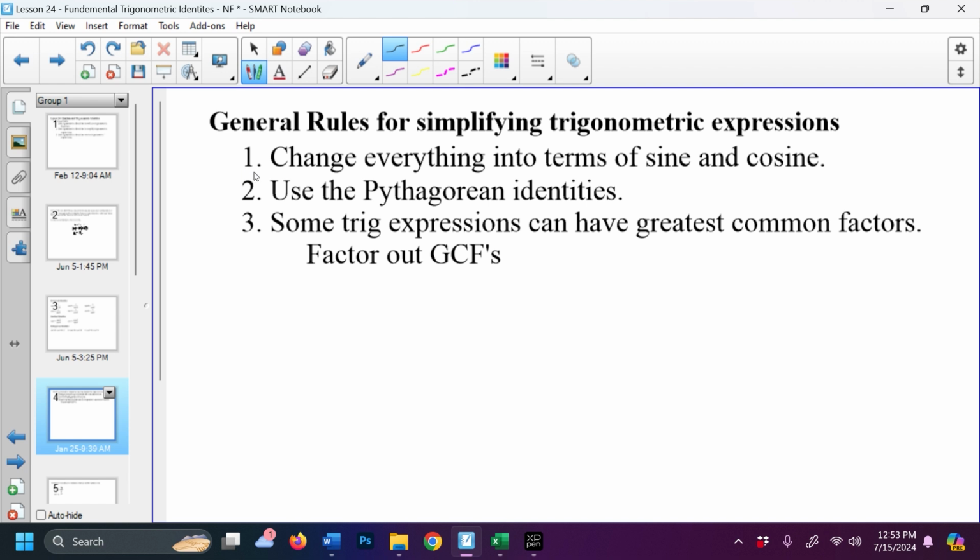But one rule that you're going to see me use quite a bit is to change everything into terms of sine and cosine. That's like base principles because the other four trig functions are all based on sine and cosine. Use the Pythagorean identities. Anytime you see a trig function raised to an even power like squared or to the 4th, you might be using a Pythagorean identity. And then some trig expressions have greatest common factors. Try and factor out some greatest common factors.